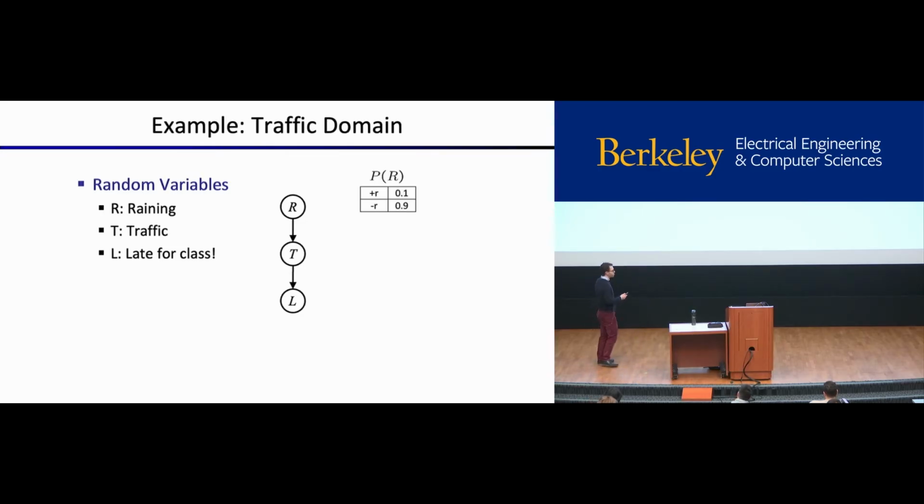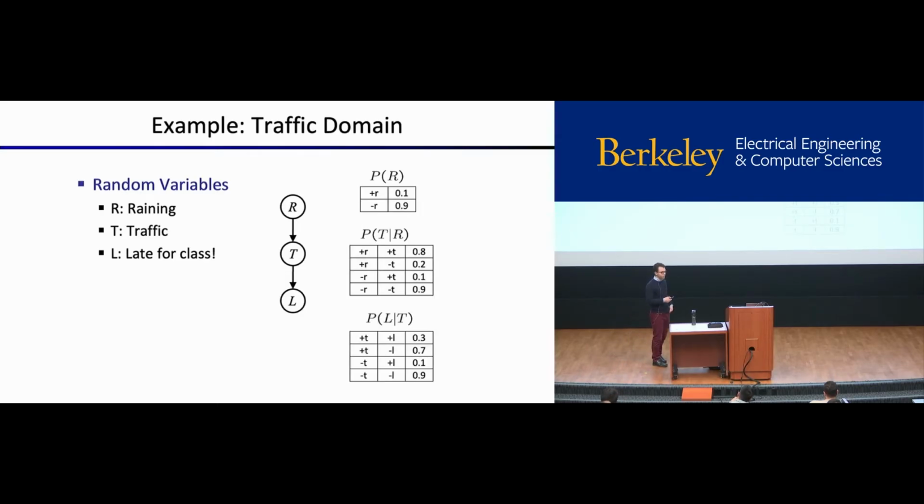We need to have these conditional probability tables. We need to know the probability of R, we need to know the probability of traffic given rain, and we need to know the probability that I'm late for class given that there's traffic, okay? And you can debate whether any of these values are actually correct, but this is just how we'll say that we're going to do it for now. So we want to know, like, what's the probability that I'm late for class?